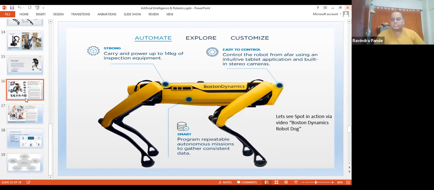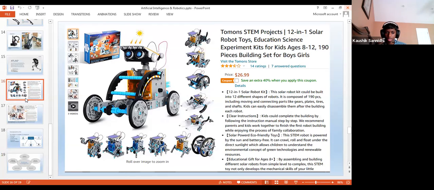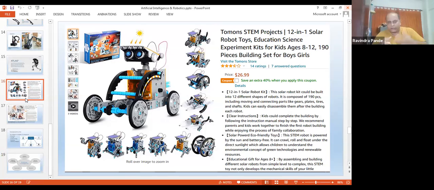This is called the Thomas STEM project. It's a 12-hour project. Means if you purchase this kit at $1,000, you can have around 12 robot models, which is... Your voice is breaking up. Things can be built by these kits. In India, I think it costs around, I don't know, I'll try to speak a bit slower.